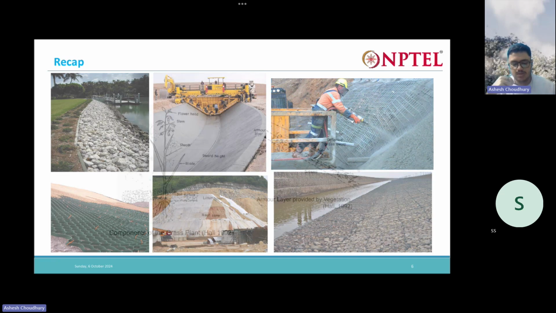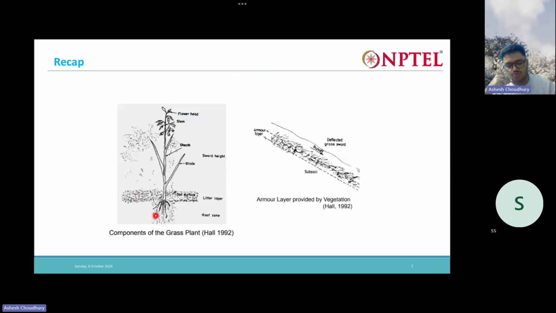This is how vegetation actually helps to hold the subsoil. Here you can see we have the vegetation, right? And at the top we have the runoff, that is the water. If it rains, the water is going to flow like that. So the vegetation is protecting the subsoil below. The roots will hold the subsoil together. It is written as an armored layer provided by vegetation, so this vegetation actually acts as an armor. It protects the soil from erosion.